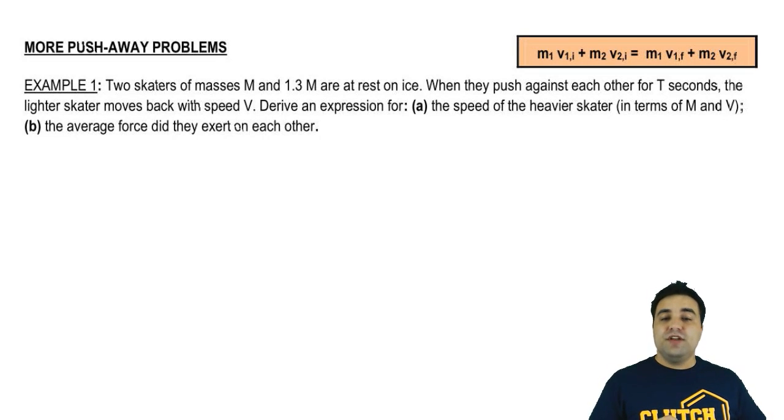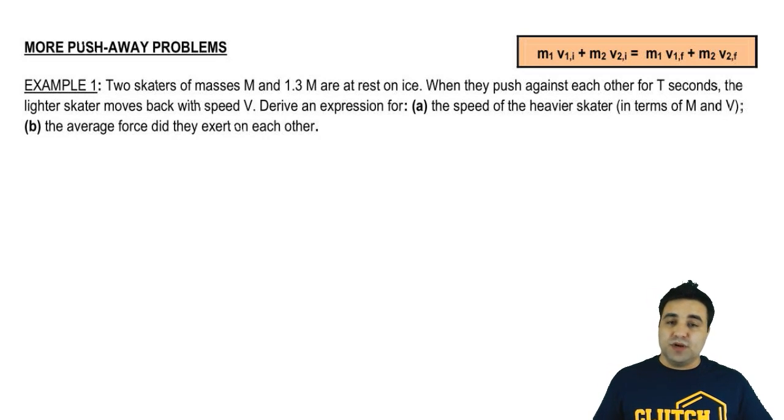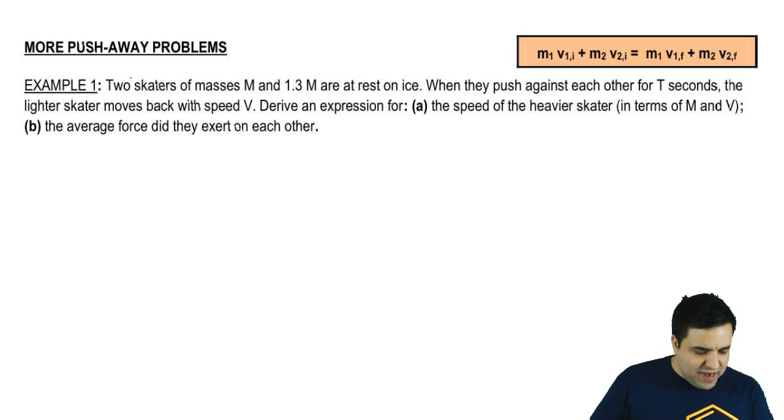Hey guys, so I'm going to show another example of these push away problems. But in this one, we're not going to have numbers. We're going to solve this with letters. It's a literal problem. So here we have two skaters of masses m and 1.3 m. Those are the masses that are at rest.